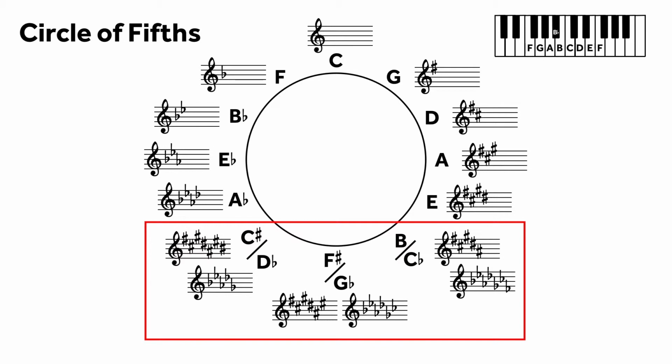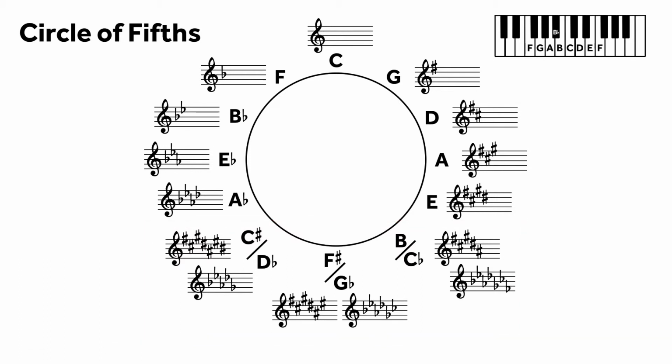The circle works exactly the same for minor key signatures. The key positioned at 12 o'clock is A minor, which has no sharps or flats. Moving clockwise ascends by fifth to E minor, 1 sharp, then B minor, 2 sharps, etc. Moving counterclockwise descends by fifth from A minor to D minor, 1 flat, then G minor, 2 flats, etc.